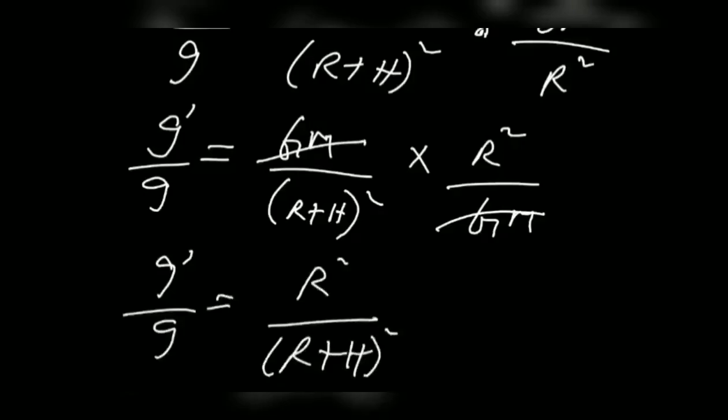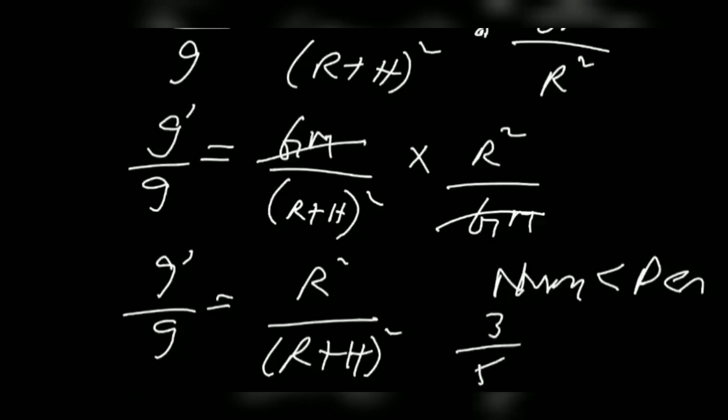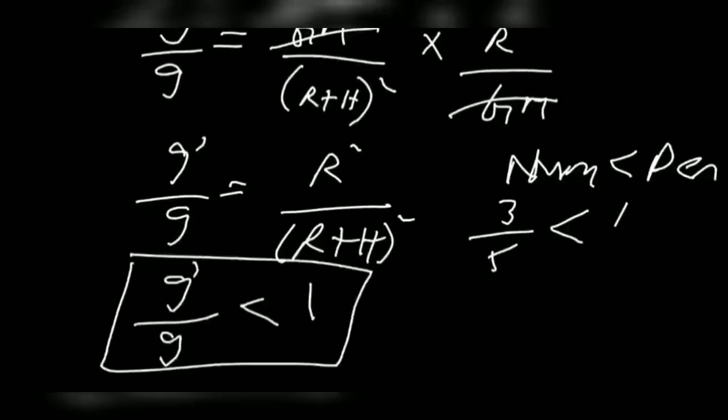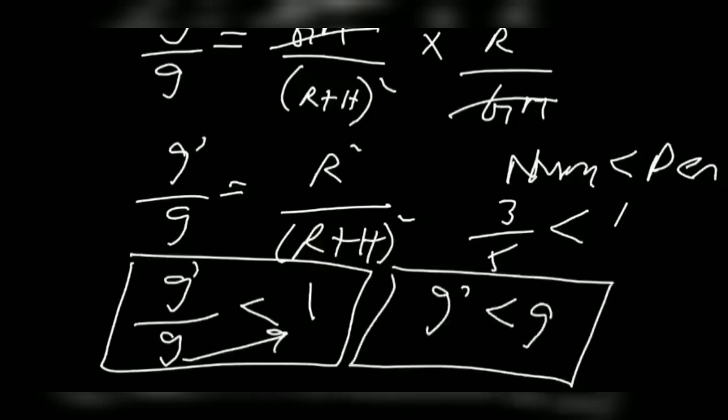If you observe, this numerator is far less than the denominator. This is very clear. So you know that if the numerator is smaller than the denominator, for example, if I have 3 over 5, this value will always be less than 1, right? Good. So since this numerator is smaller than the denominator, g prime over g will be less than 1. Note that the acceleration due to gravity will be less than that. If I cross multiply, I'll have g prime less than g. You can see the acceleration due to gravity at a point above the earth's surface will be less than the acceleration due to gravity on the earth. Can you see that?